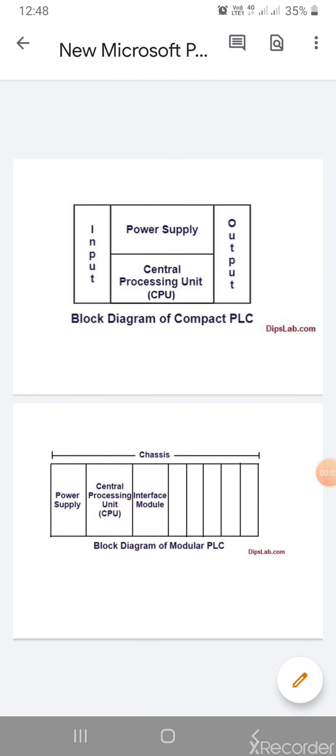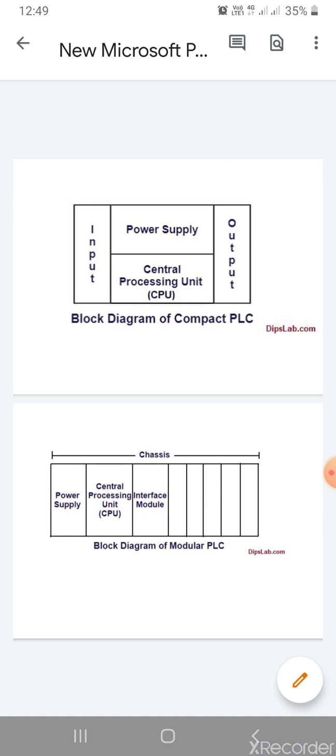Hello friends, today we are going to see what the compact PLC and the modular PLC are all about. In these slides you can see the block diagram of the compact PLC as well as a separate block diagram of the modular PLC. First we will see what a compact PLC is. It includes the input, the output, along with the power supply and a CPU, that is, the central processing unit.